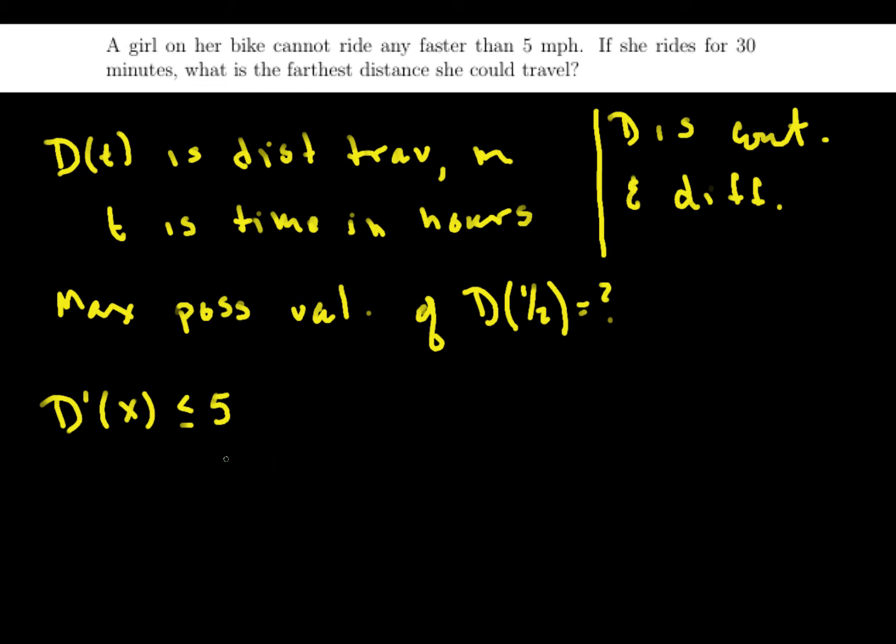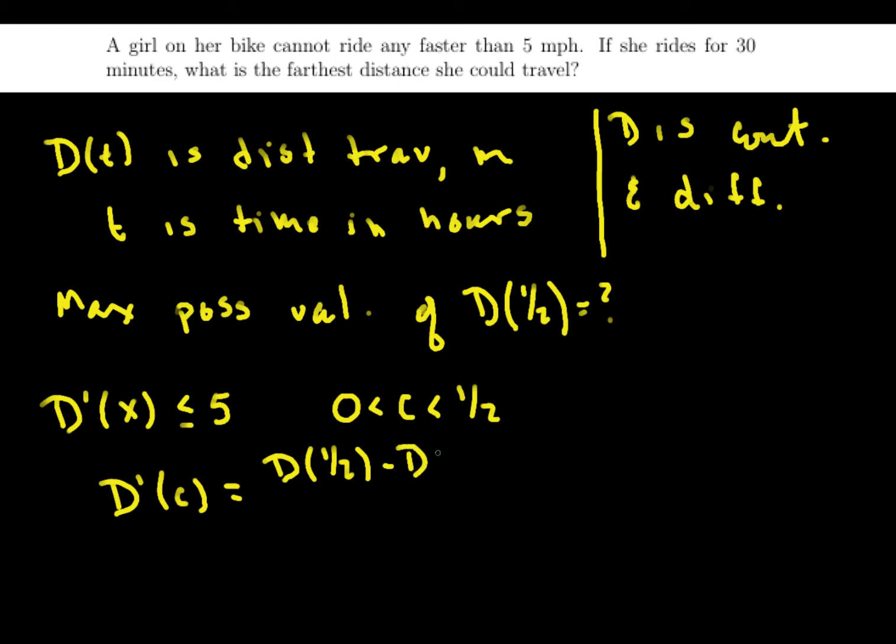Well, how do we use the mean value theorem for this? Well, the mean value theorem says that there is a c between 0 and 1/2, where d prime of c is equal to d of 1/2 minus d of 0, all divided by 1/2 minus 0. Well, d of 0, if no time has gone by, she hasn't traveled anything, so d of 0 has to be 0. We don't know what d of 1/2 is. That's actually what we're looking for. What's the max value of d of 1/2?